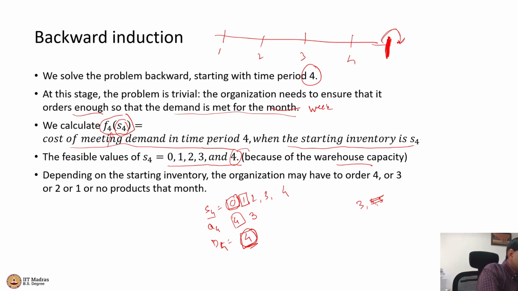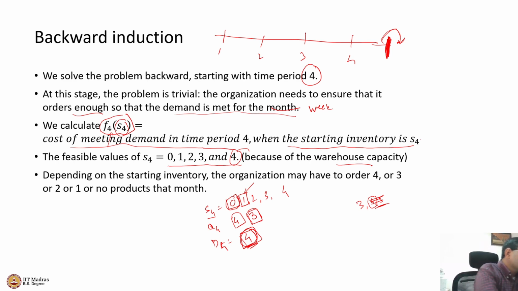So don't order. Right, because it is also going to be counterproductive. If I place the order for 4 products, I need only 3 because I'm already carrying one unit from the previous time period. My demand is 4, therefore I need to order only 3 products. If I order 4 products, I will have to pay for 4 products. Why should I pay for 4 products? Right, because there is a cost of product. The supplier is going to charge me for 4 products. Why do I need to do that?